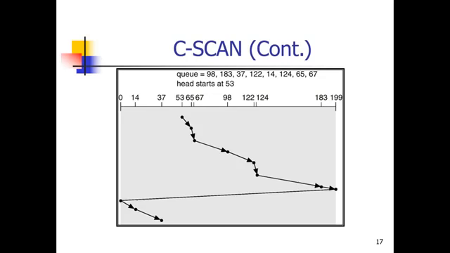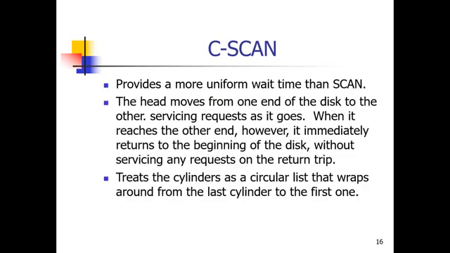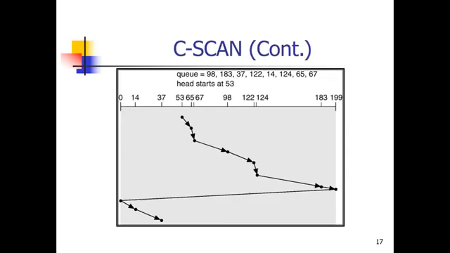Again I need the direction in which my head is moving. For this example the information will be given that my disk head is right now on 53 and now it's moving towards 199, and then calculate the total disk movement using C-SCAN. That's why we choose the direction like that, right? You can read this one. The head moves from one end to the other, servicing requests as it goes. When it reaches the other end, however, it immediately returns to the beginning of the disk without servicing any request on the return trip.